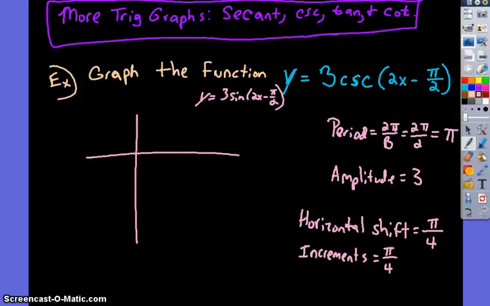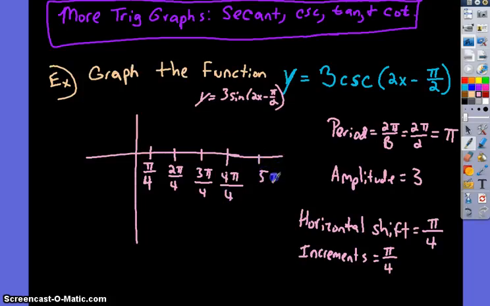So if that's the case, I'm going to start off at my pi over 4 value, the first value, and my increments, or the new word for it would be critical points, will be pi over 4 from the last. So the next one over will be 2 pi over 4. The next one over will be 3 pi over 4. Next one over will be 4 pi over 4. Next one over will be 5 pi over 4. And just so we can measure, go a little further, 6 pi over 4.